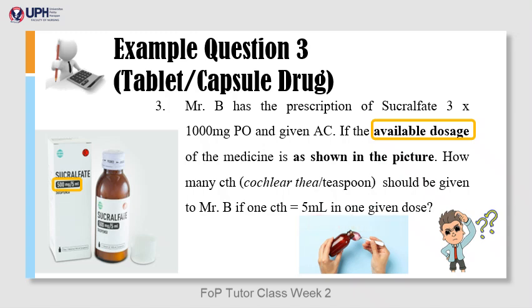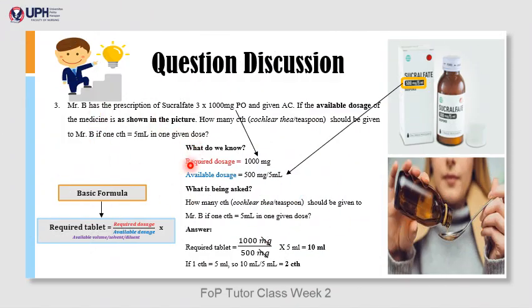Let's break it up. So the required dosage is 3 times 1000 milligrams, and the available dosage is 500 milligrams in 5 milliliters. So what you need to do, basic formula again the same: required dosage divided by available dosage multiplied by the available volume. So 1000 milligrams divided by 500 milligrams multiplied by 5 milliliters. Okay, that's the first step. So you have 10 milliliters, as 1000 divided by 500 is 2, 2 times 5 is 10 milliliters.